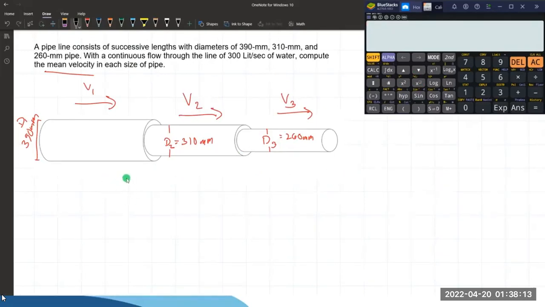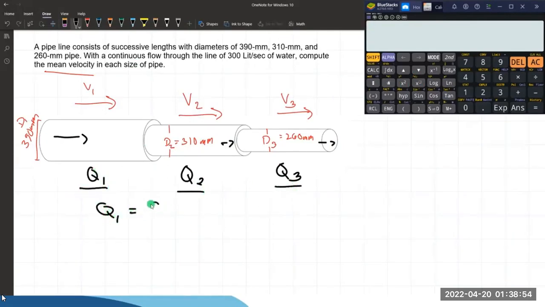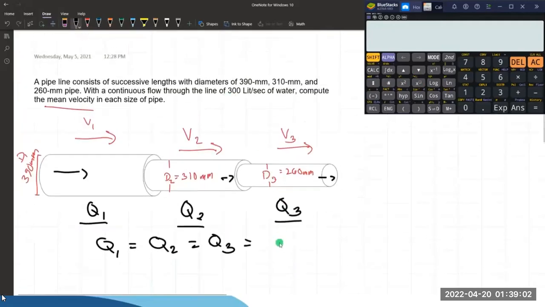So again, using the principle of conservation of mass, the flow rate on each section is equal, because of course the amount of water traveling from here is just the same. All of the water particles that travel on the largest pipe up to this point will just be equal. So all of the flow rates are equal, making the equation Q1 equals Q2 equals Q3. It means that their values are 300 liters per second.